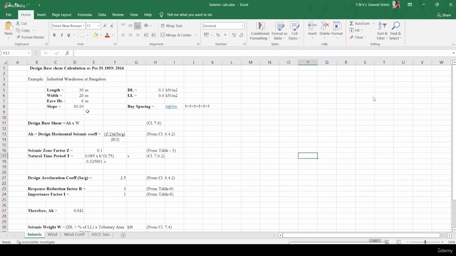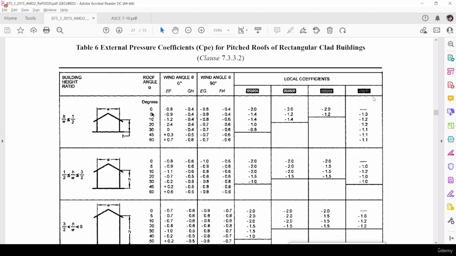Tan inverse of 1 by 10, nothing but x by y. Tan inverse of 1 by 10, you will get an angle of 5.71 degrees, right? So 5.71 degrees roof slope. Let us take just 5 degrees as a round figure. For the time being, I'm taking a round figure of 5 degrees.